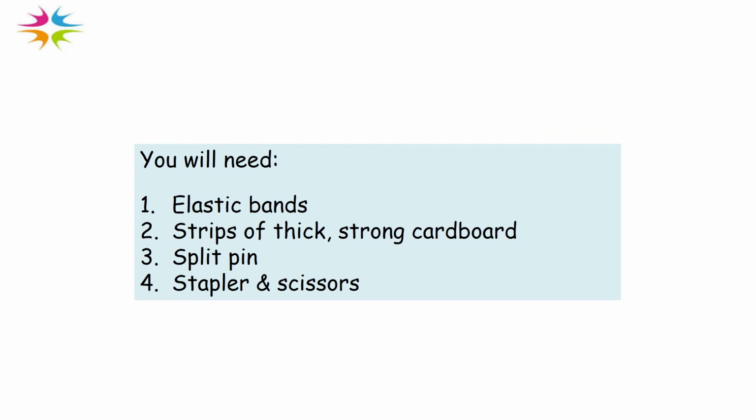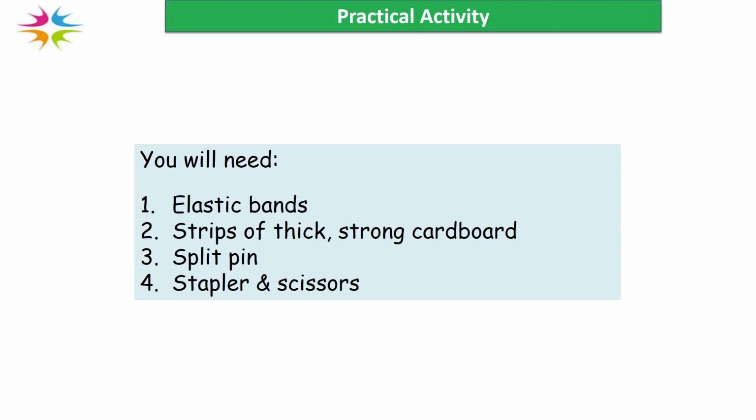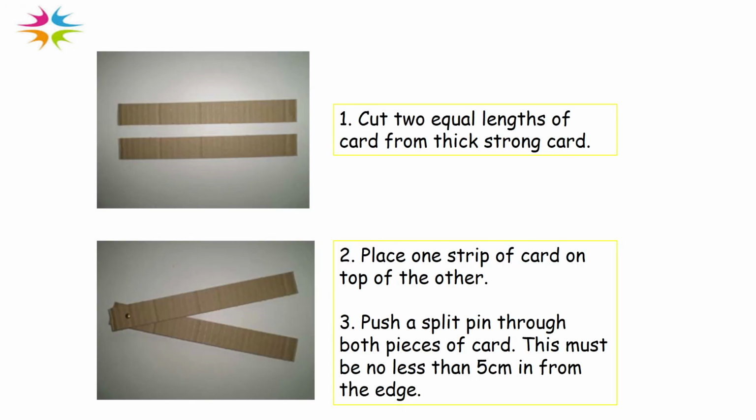Okay, next you can try and make your own model of how the triceps and biceps in your arms work. You will need four things: elastic bands, strips of thick, strong cardboard, a split pen, and stapler and scissors. So cut two equal lengths of card from thick, strong cardboard.